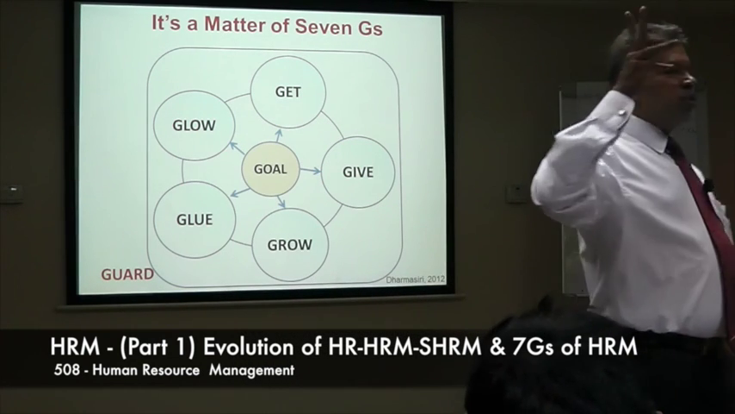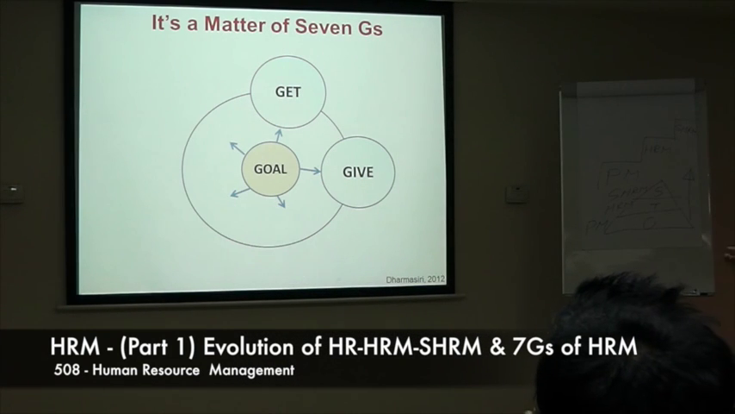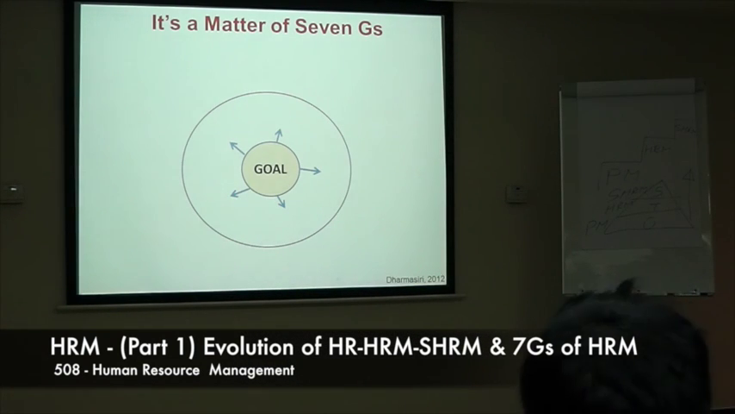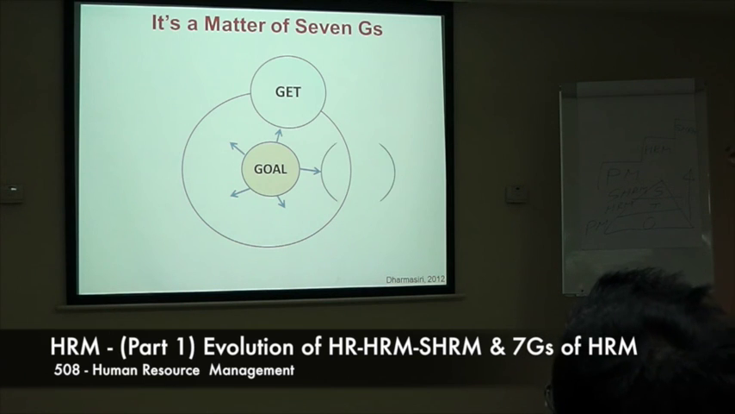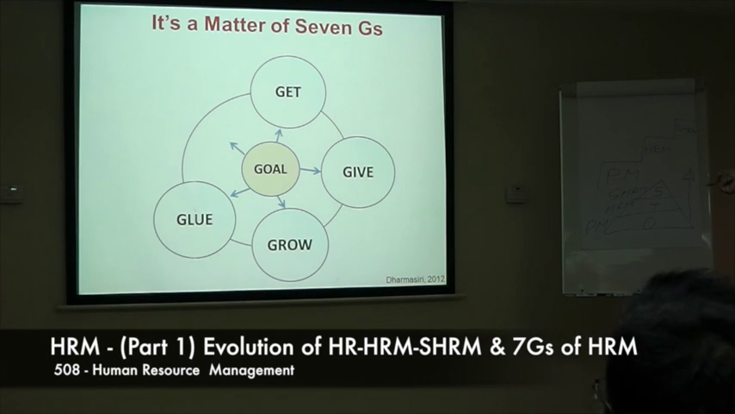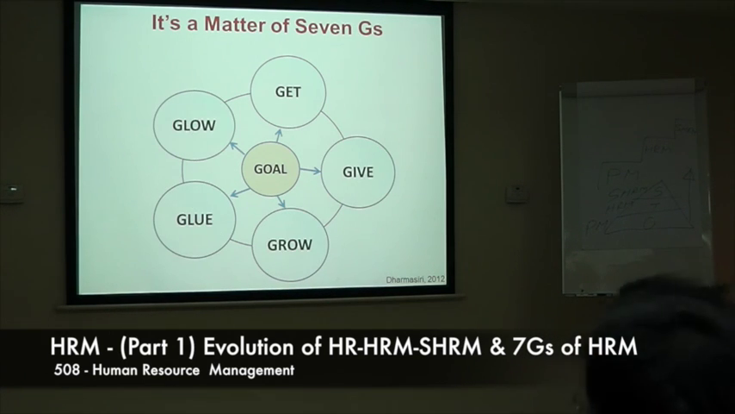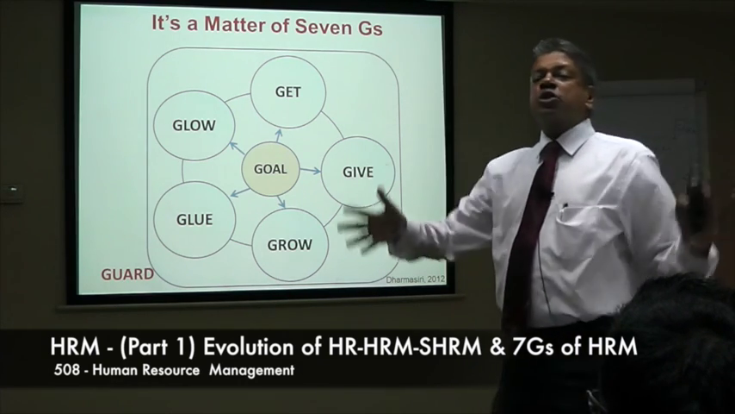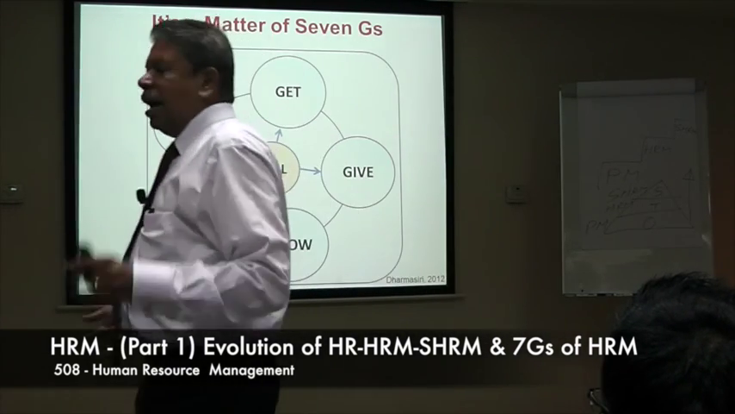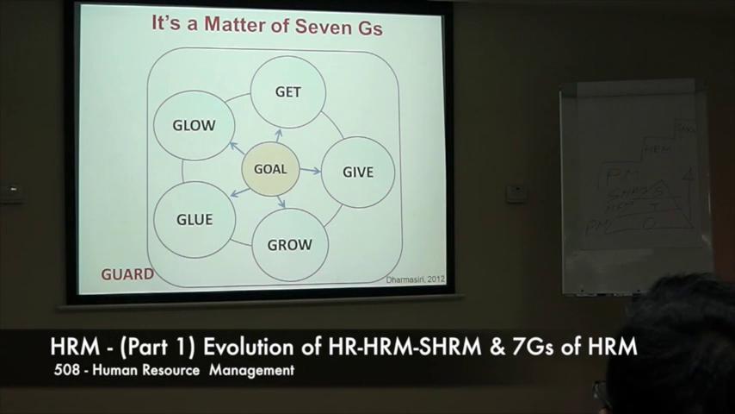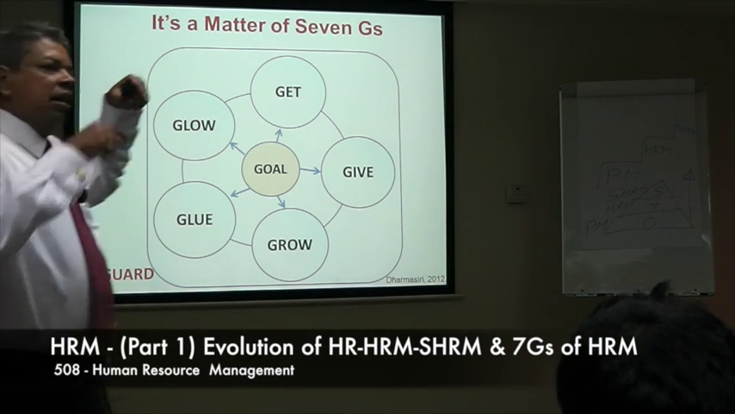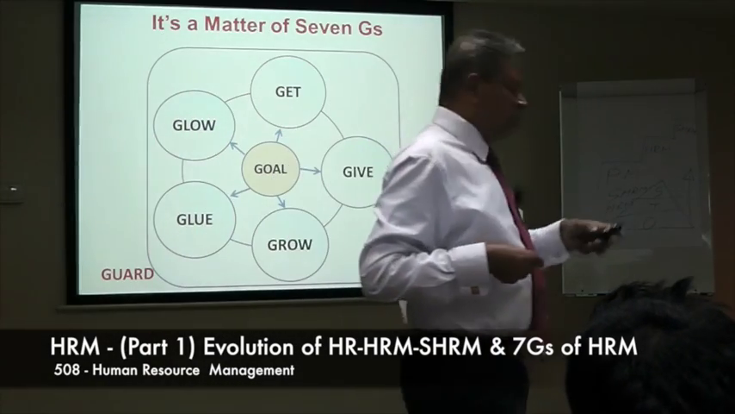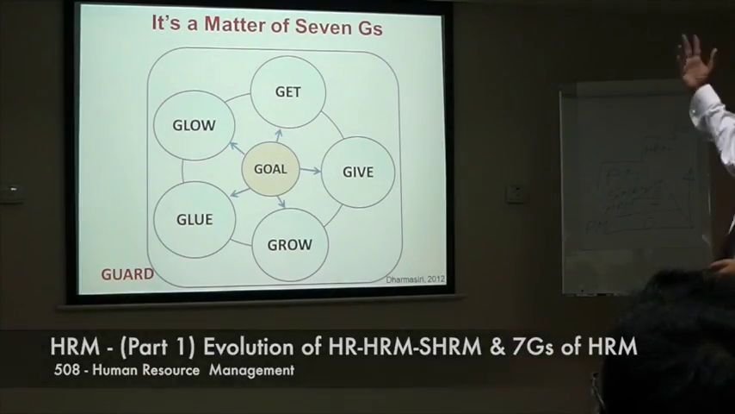Shall we say out loud just for practice? What is the starting point? What is the first G? Goal. And then the inner circle starts with give, grow, glue, glow. And the outer circle is guard. So let's do a quick tour around them today, and from tomorrow morning we'll get deeper into those 7Gs. Let's dig deeper from tomorrow morning onwards. For the time being, shall we have a quick round?